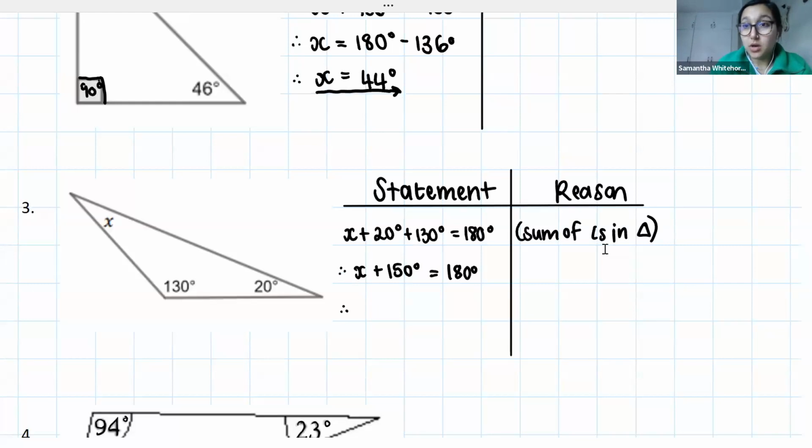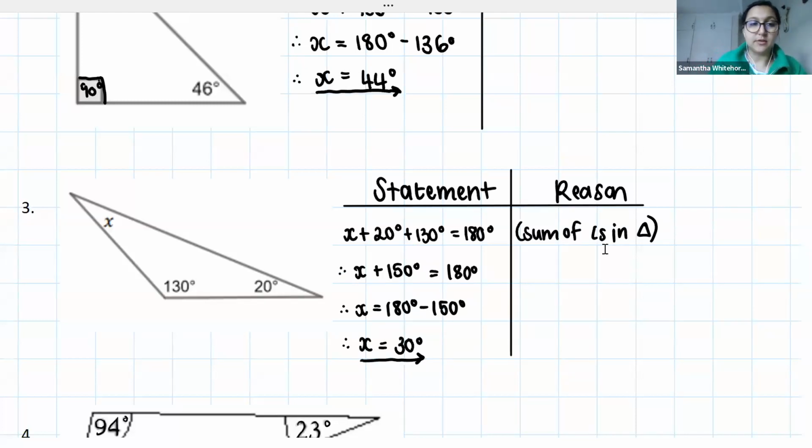We're now going to transpose, now that I've learned a new word, and use inverse operations, and say 180 minus 150. 180 minus 150 is then 30 degrees. Okay, so x in this question, or x as our answer, is 30 degrees.